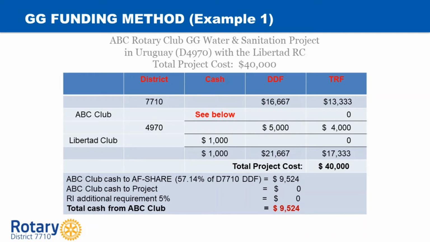Please note that you should not send your contribution to the annual fund directly to the Rotary Foundation. Instead, make your check in the amount of $9,524 payable to the Rotary Foundation. In the memo line, write Annual Fund, Rotary Year 2021-22 and mail it to Mary Cam.